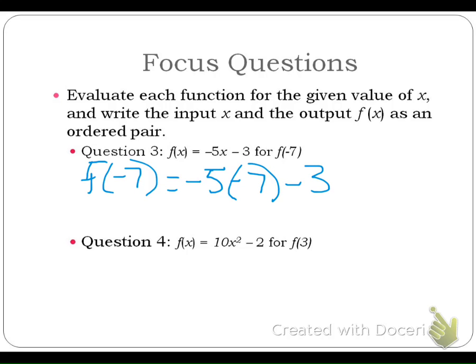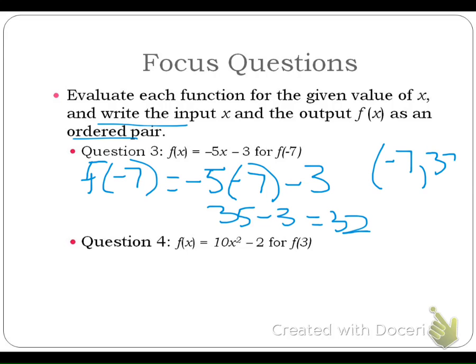Alright, simplify it. Negative 5 times negative 7 is positive 35 minus 3. That reduces to 32. Again, they want us to write our final answer as an ordered pair. So we would write our x value, or input value, is negative 7. Our output value was the 32.